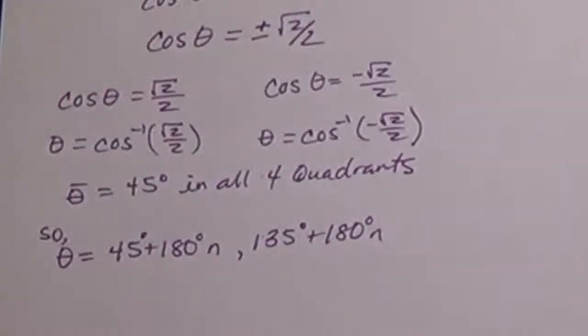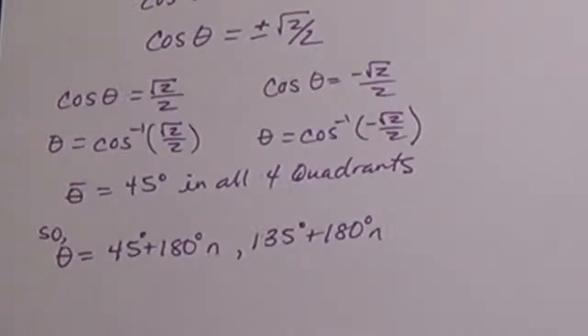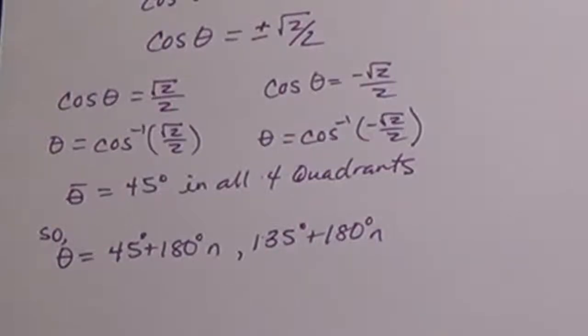But notice in quadrant 3, it's just 180 degrees from the value in quadrant 1, and likewise the value in quadrant 4 is 180 degrees from our quadrant 2 angle. So we can write this as 45 plus 180 degrees times n, and 135 plus 180 degrees times n. And that will include all revolutions of our 45 degree angle in each of the four quadrants.